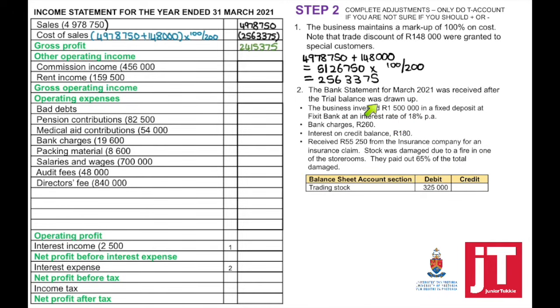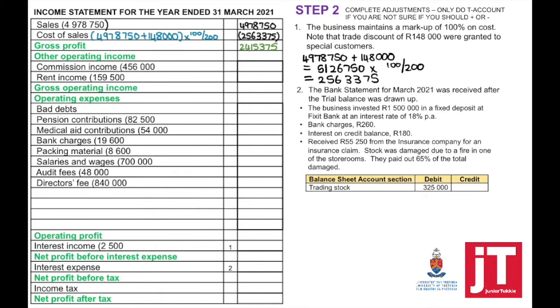We are going to do nothing with this adjustment. Why? We are not required to complete the balance sheet, and we're not going to calculate the interest. Number one, this is at the end of the accounting period, so we're only going to calculate interest from the 1st of April 2021, and that is outside of our accounting period. Secondly, they said to you that an investment was made at an interest rate of 18% per annum.